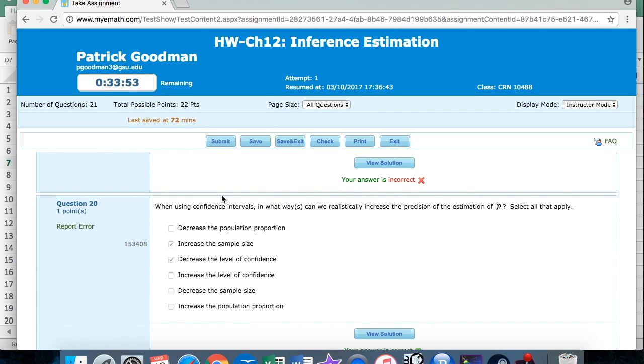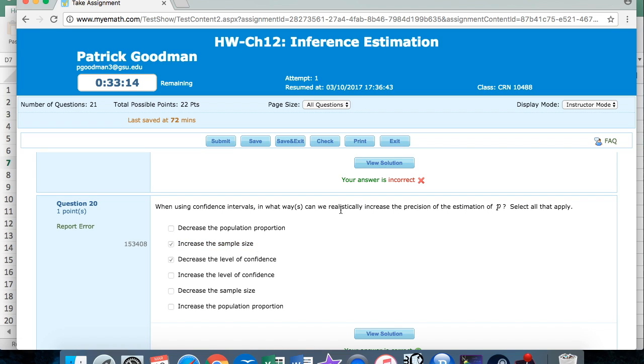And then here, when using confidence intervals, in what way can we realistically increase the precision of estimation of P? Well, how can we realistically increase the precision? The one answer you should always have, as soon as it says increase precision, is always the absolute best. You could always make it better if you do this anytime you're studying anything in statistics. If you increase your sample size, you will get better answers. So you will get closer results, more accuracy. So this will always be an answer.